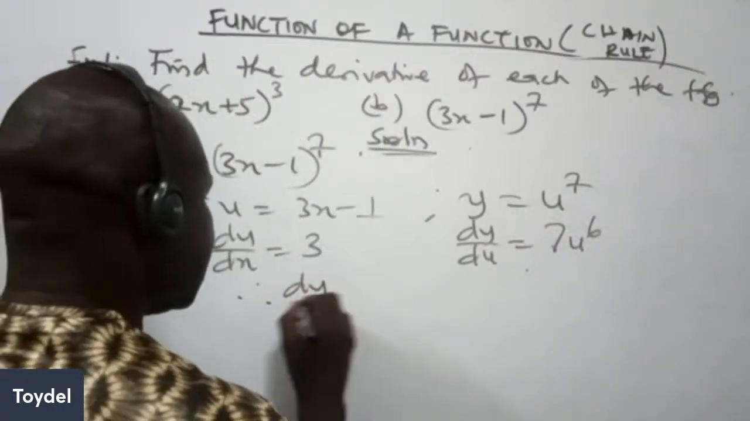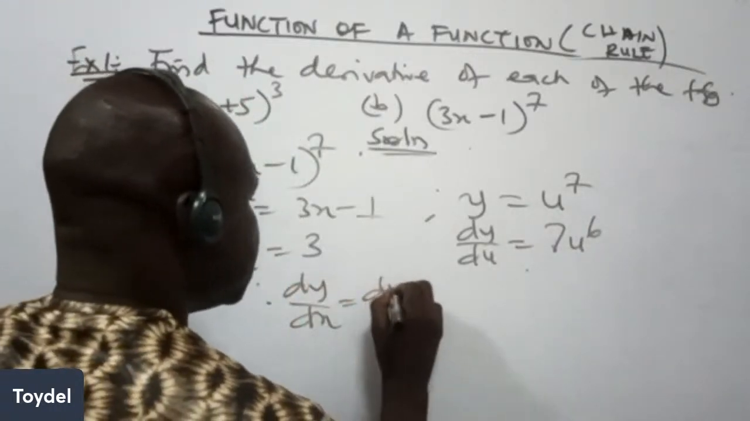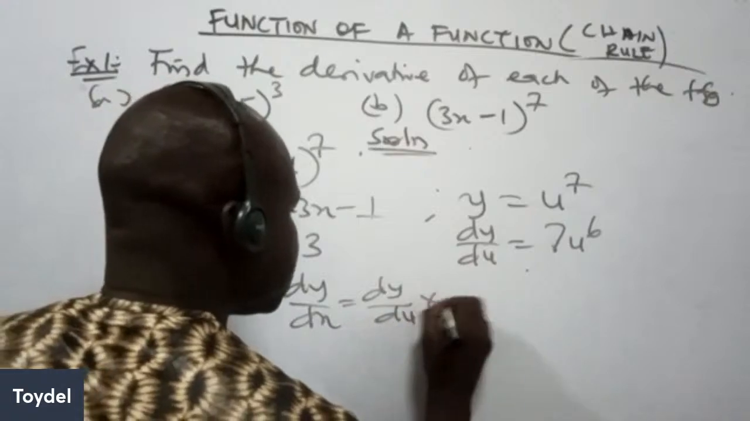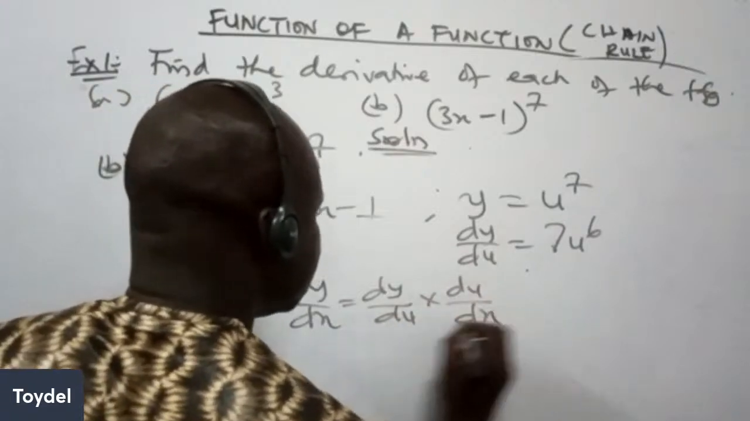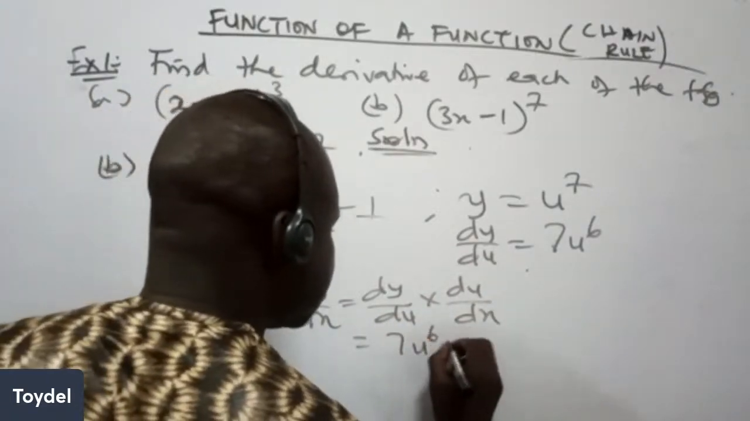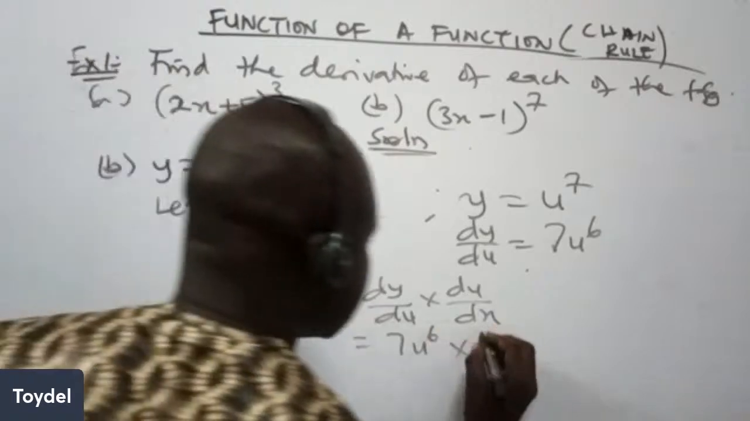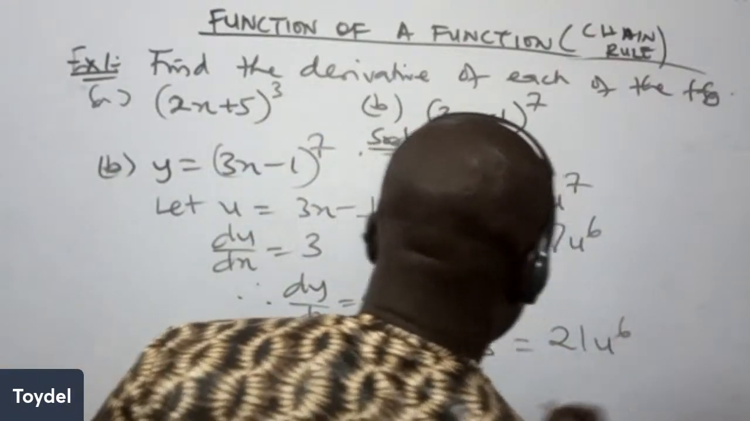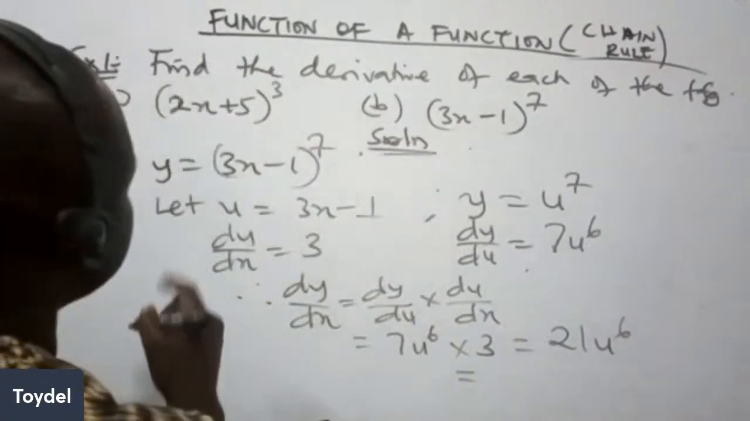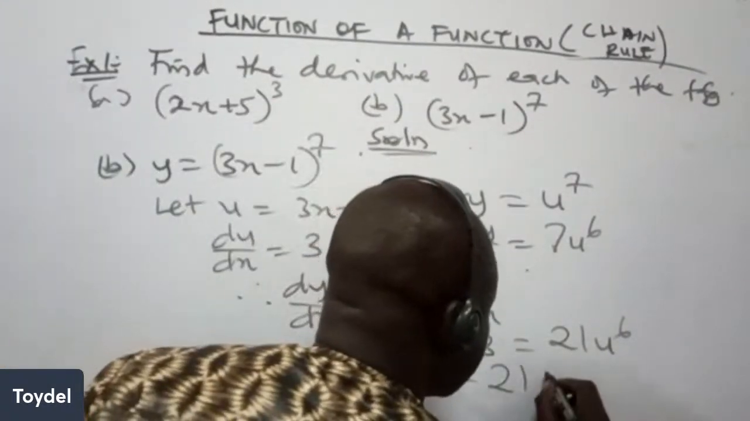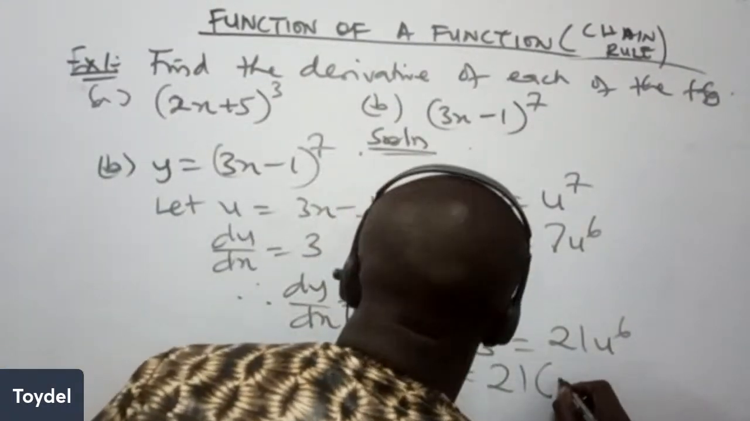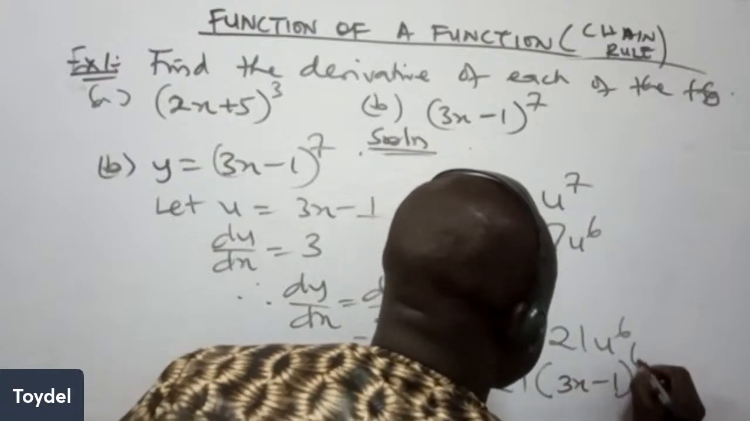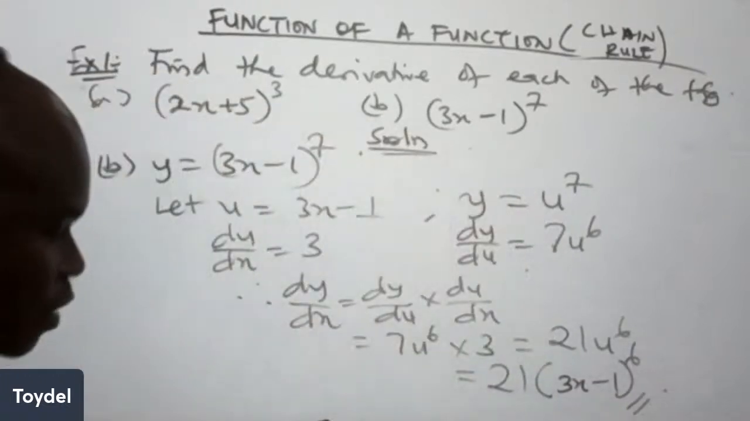Therefore, dy/dx will now be what? dy/du multiplied by du/dx. So dy/du is 7u raised to power 6 multiplied by du/dx, which is 3. So we are going to have 3 times 7, 21u raised to power 6. Then what is the value of u? u is 3x minus 1. So I'm going to have 21 into bracket 3x minus 1, everything raised to power 6. And that will be the value of dy/dx.